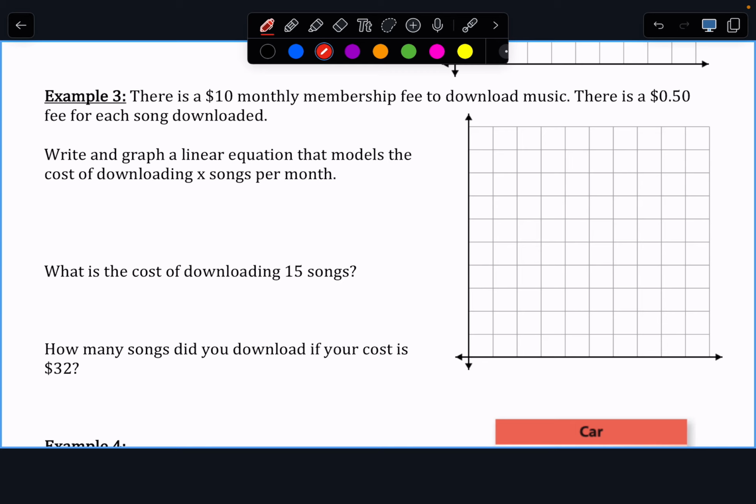Okay, so which number has the word per or each with it? 50 cents. Okay.